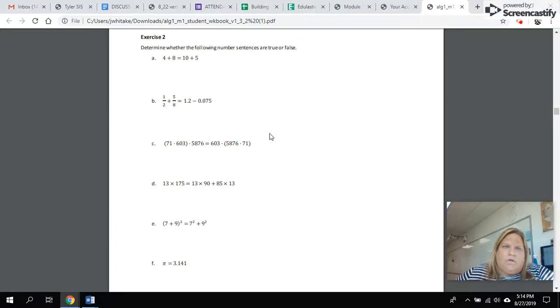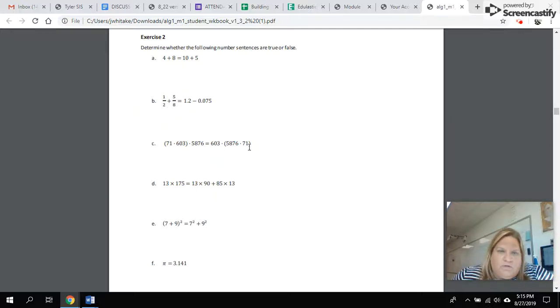All right, so in exercise 2, letter A. Let's see if I can do math and English. So letter A should have false. 12 does not equal 15. B is true. C is true.